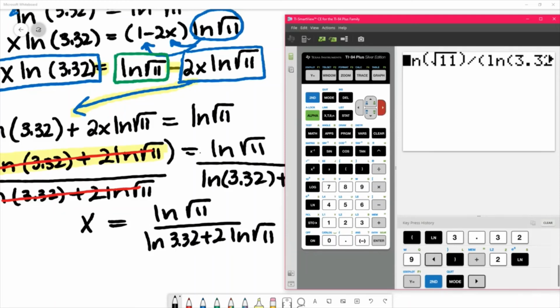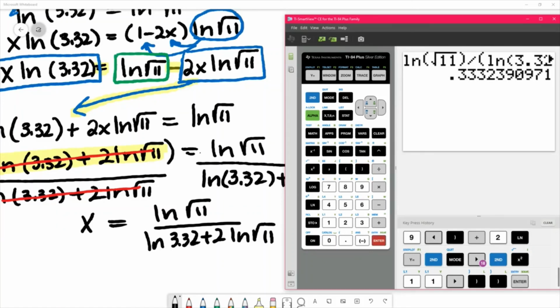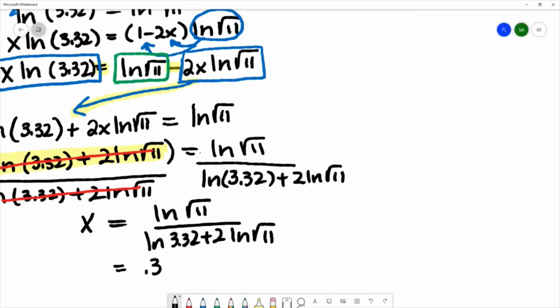Sorry, I kind of lost my place there, so let me get back to the end. We need square root of 11. And I need to close parentheses for the log and close parenthesis for the denominator. And we get approximation of 0.333 for this expression. I arbitrarily chose to round to 3 decimal places. Make sure you pay attention to the directions in your problem.